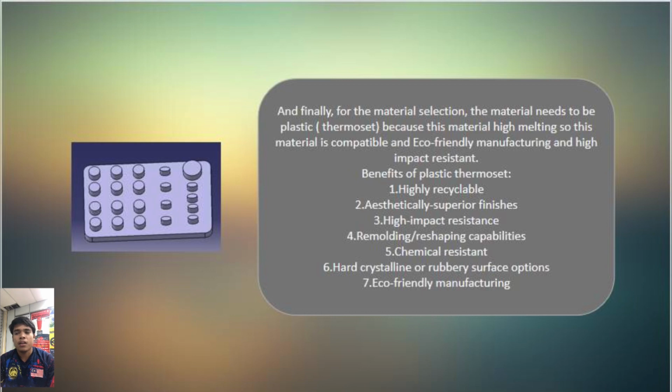Benefit of plastic thermoset: first, high recyclability, high impact resistance, remolding and reshaping capabilities, chemical resistance, hard crystalline or rubbery surface option, and eco-friendly manufacturing.